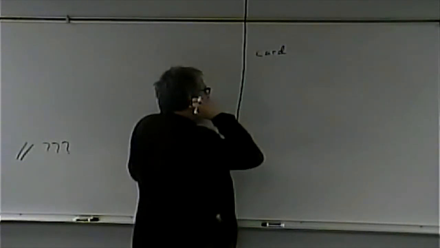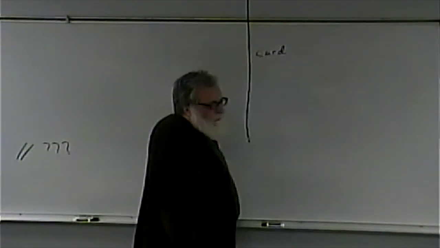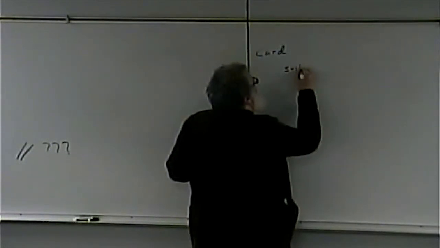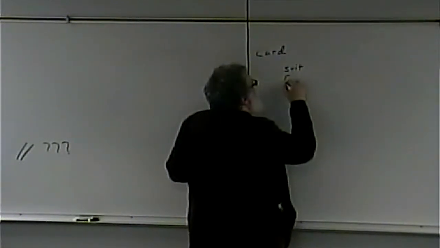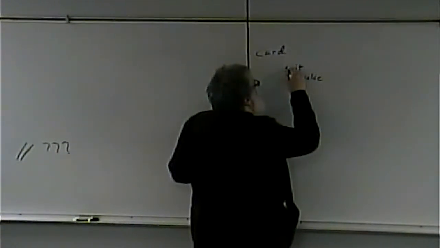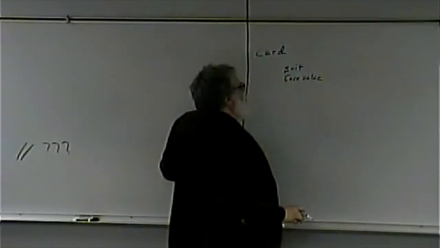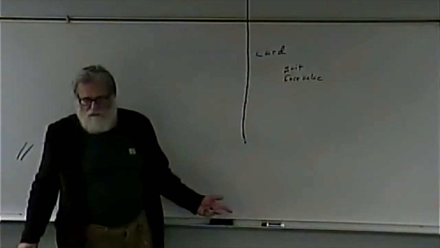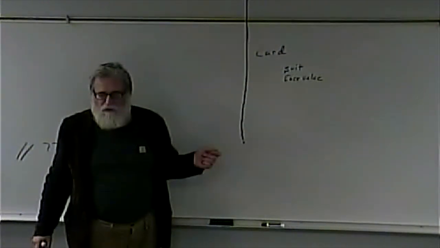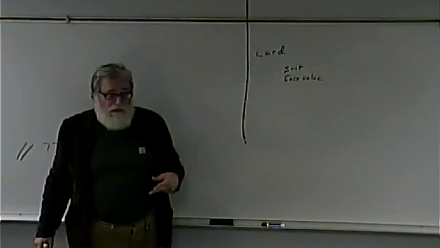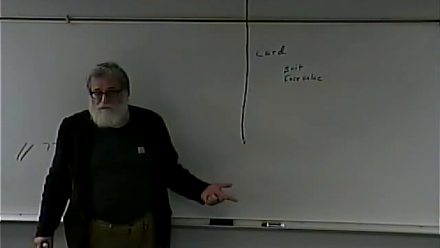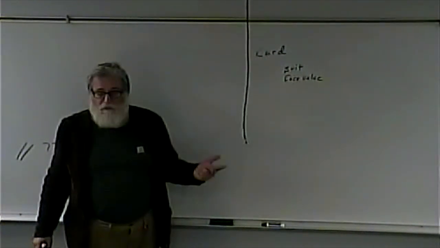Card class. What attributes are they going to have? We talked about this last time. Suit, and face value. Now, you could do this a bunch of ways. You could make those integers and have them 0 through 4, 0 through 3, 0 through 12. Or you can make them strings. Doesn't really matter.